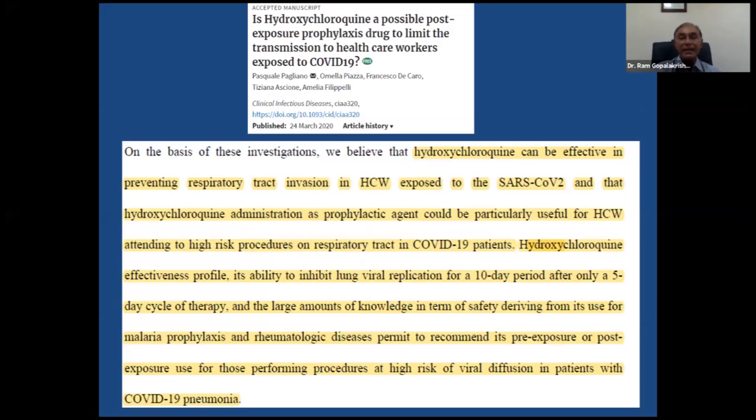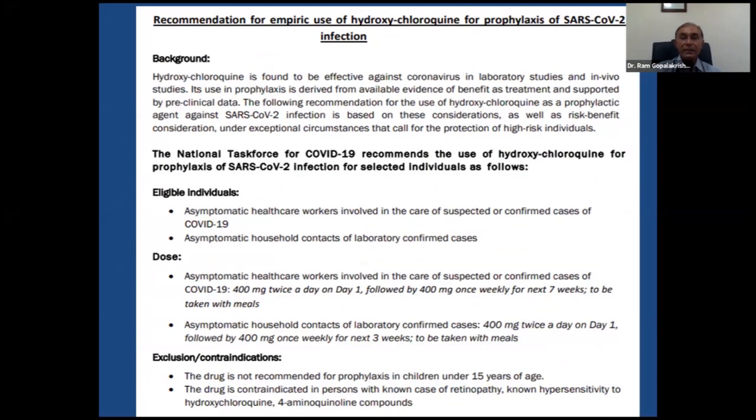So that is the rationale behind hydroxychloroquine. And this is the recommendation for hydroxychloroquine by the Indian government. They suggest that if you're a healthcare worker looking after COVID patients, not if you're just a healthcare worker not going anywhere near these patients or staying at home, you have to be looking after them actively. Or if you're a contact of a laboratory confirmed case, you could be put on hydroxychloroquine.